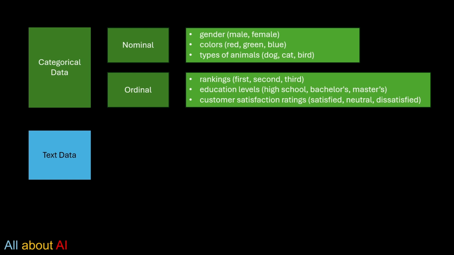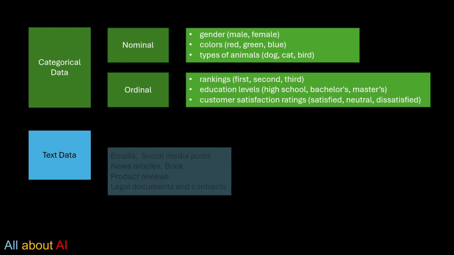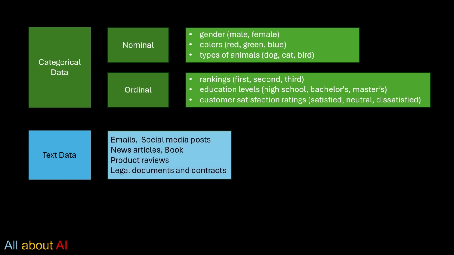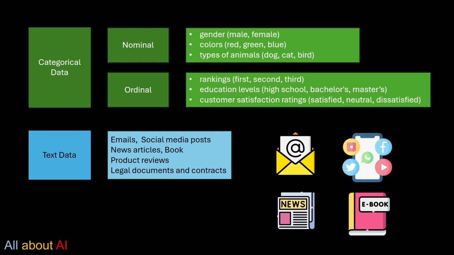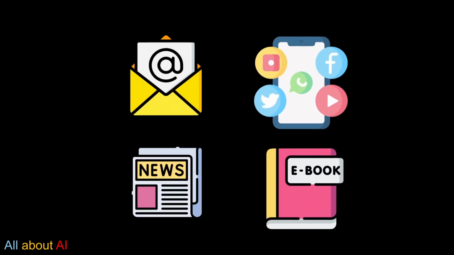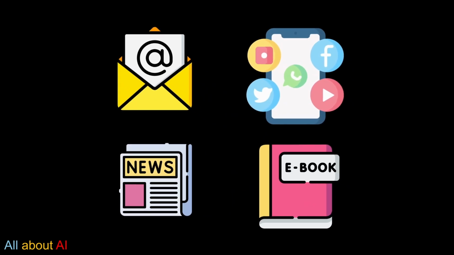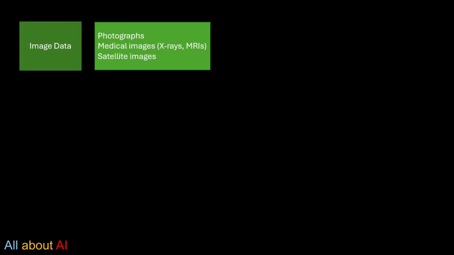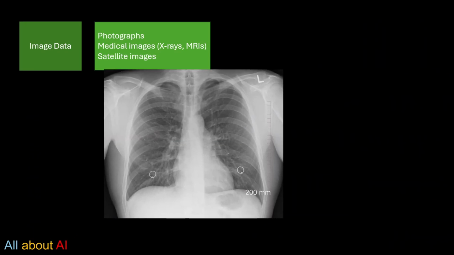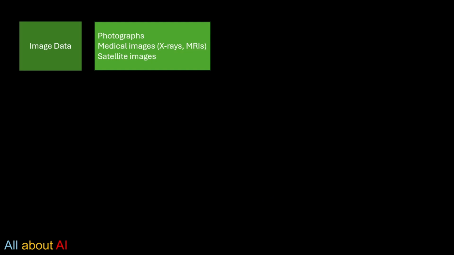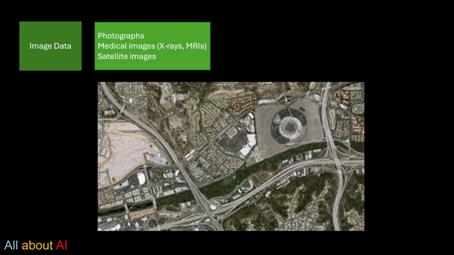Then we have text data. There are various forms of text data: emails, social media posts, news articles, books, product reviews, legal documents, contracts. Next, we have a specific category of data like image data, photographs, medical images, satellite images, X-rays, MRIs, different kinds of image data.